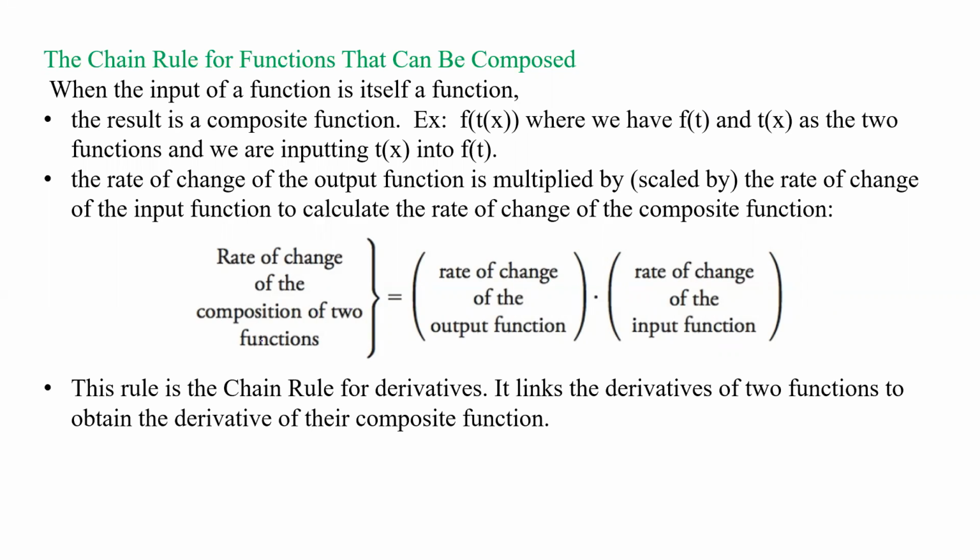So it can go in any way. Now, the rate of change of the output function is basically going to be multiplied or scaled by the rate of change of the input function to calculate the rate of change of the composite function. So basically, our rate of change of the composition of the two functions is going to be the rate of change of the output times our rate of change of the input. So we're going to find the derivative of one times the derivative of the second one. That's why it's called the chain rule for derivatives, because we do one link, then the next link, and we do that for however many we have inputting. So maybe we have f of t of g of p of q of x. Then we'd have to take derivatives of all of those, and then we just multiply them together. So basically, it links the derivatives of two functions to obtain the derivative of their composite function. Or again, it could be multiple functions.